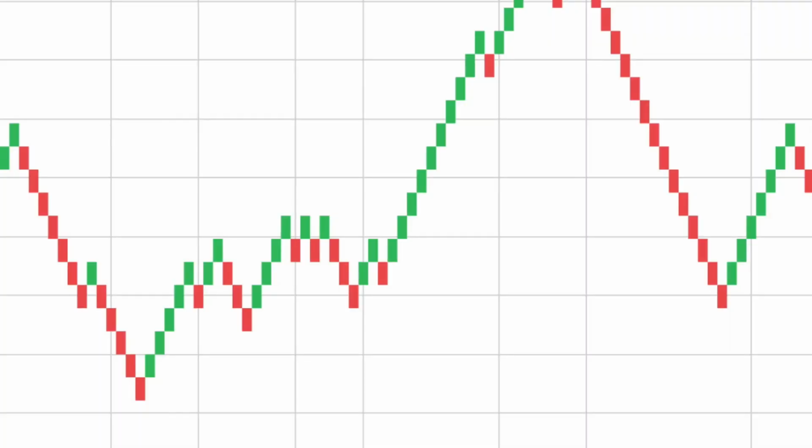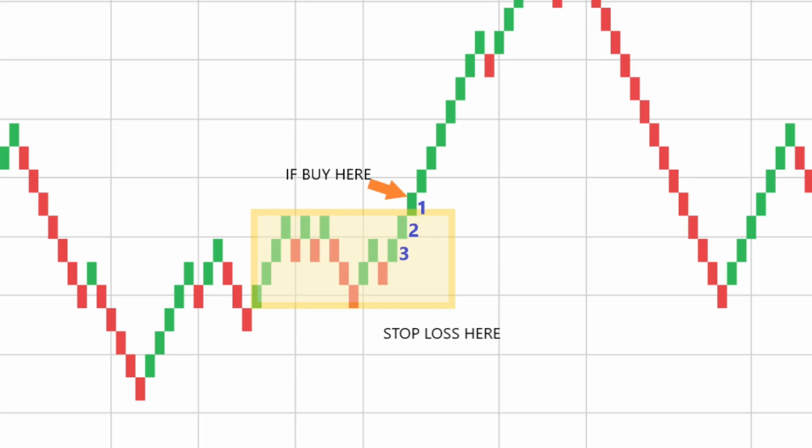One of the advantages of Renko charts is that price movement becomes easier to measure. Instead of dealing with candles that vary in size, Renko charts build bricks based on a fixed price move. That means the distance between entry and stop loss can be measured in bricks. And once you know the brick size and the number of bricks to your stop loss, calculating trade size becomes much easier.